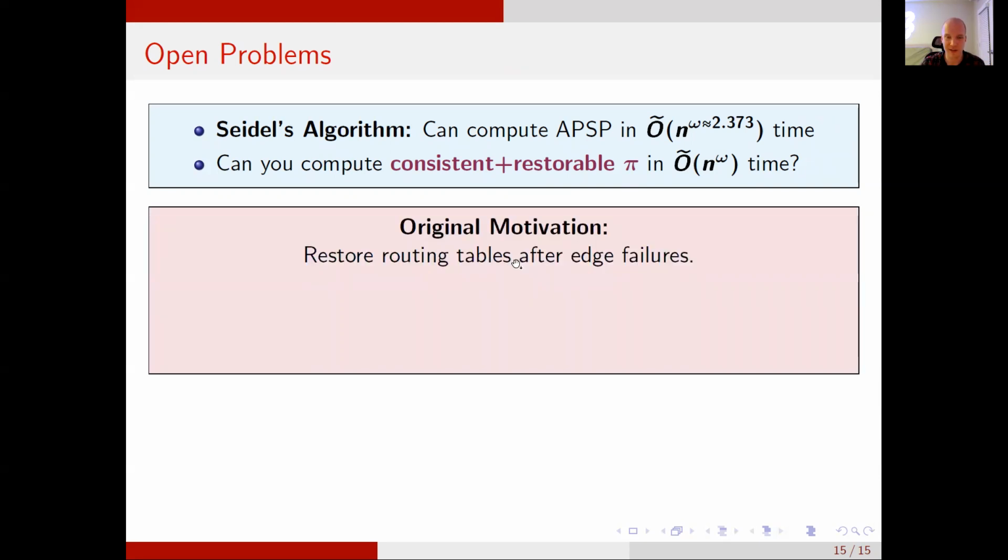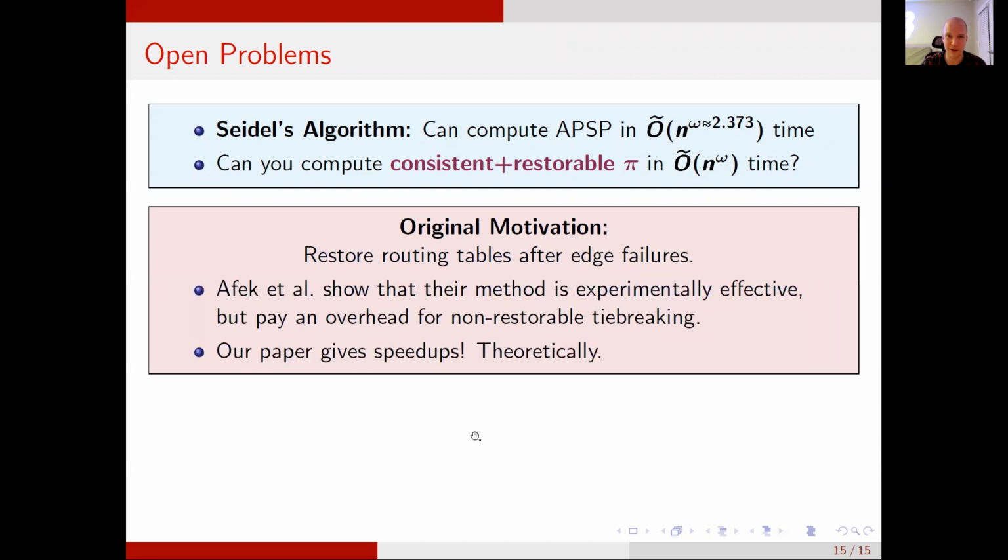The second is that the original motivation that we started with was this story of restoring routing tables after edge failures. Afek et al. went a lot farther than we did in terms of showing experiments. They really showed that their method was experimentally effective, but they were paying an overhead in their method related to the fact that they didn't have restorable tie breaking at their disposal. So we definitely have theoretical speedups over Afek et al., but checking this experimentally, or seeing how serious these speedups are on practical graph topologies, is a fairly interesting direction as well.